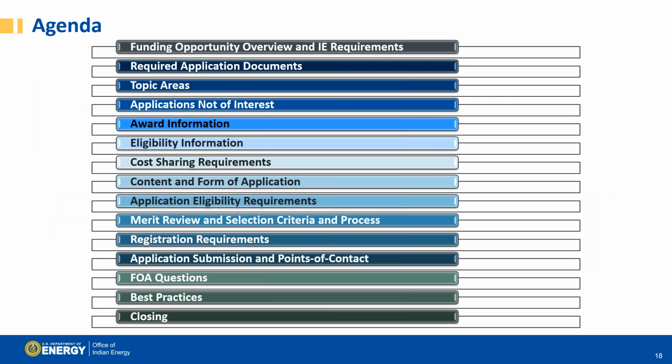Okay, we're finally getting to the agenda for this webinar. And as you can see, here's the agenda. First, we'll provide a funding opportunity announcement overview and the Office of Indian Energy requirements, required application documents, topic areas. We'll discuss applications specifically not of interest. We'll discuss award information. We'll go over who is eligible to apply. We'll talk about cost sharing requirements. We'll discuss the content and form of a complete application. We'll discuss the application eligibility requirements, the merit review and selection criteria and process. We'll talk about the registration requirements, how to submit an application, and your points of contact. We'll talk about how to submit your questions if you have any, and best practices. And finally, we'll close at the end of the agenda.